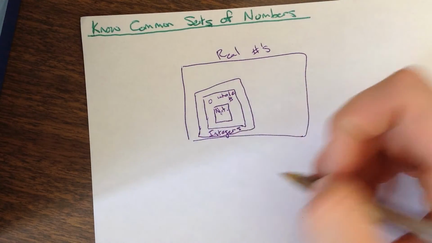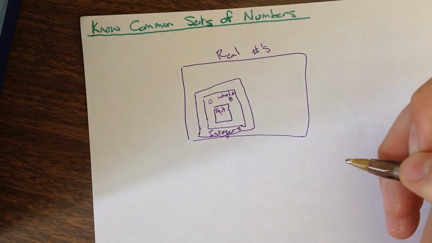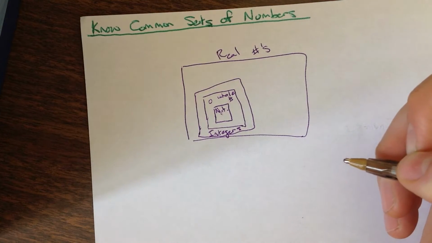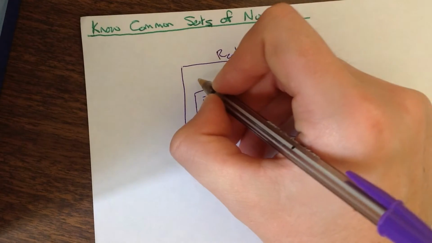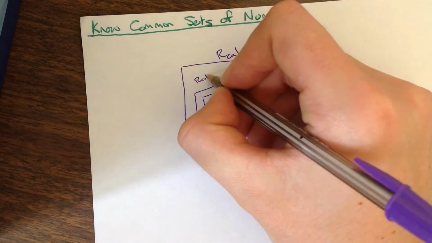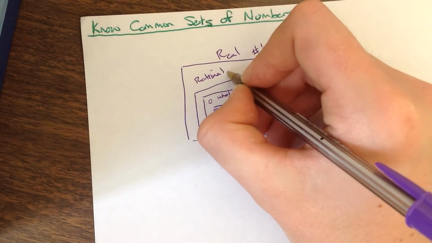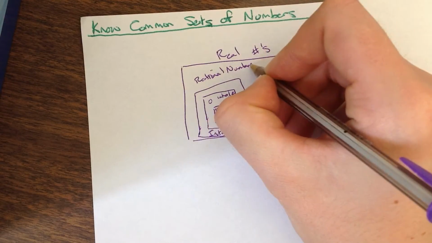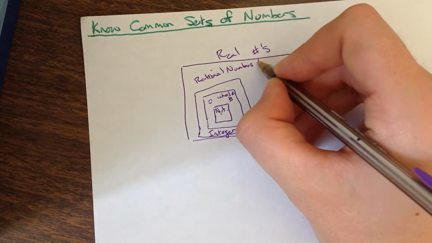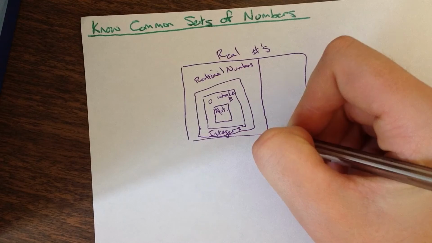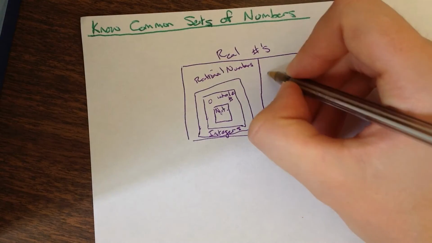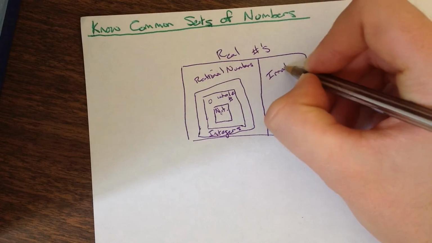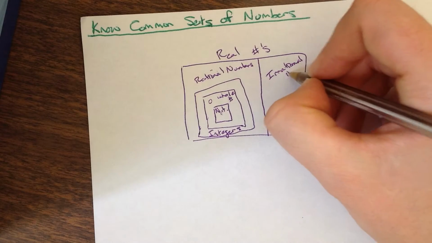The next set, if you throw in any fraction, things like 1/4, 4/9, 2/5, you have what are called rational numbers. But not all real numbers are rational, so we have to break this into pieces and have the other type, which are called irrational numbers.